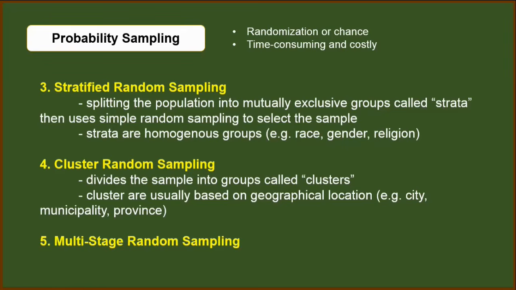Fifth and last, we have the multi-stage random sampling. It just involves the combination of different probability samplings or random samplings that I have mentioned a while ago. On the other hand, non-probability sampling is biased and it lacks randomization.